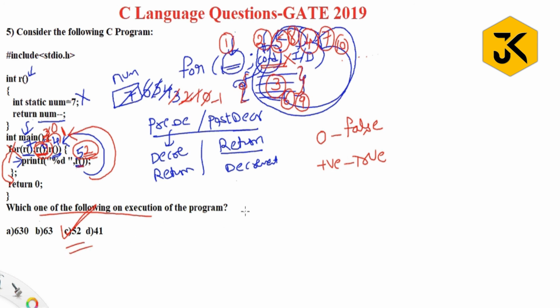To solve this question, you need to know two concepts. One is the for loop concept, and the other is the pre-decrement and post-decrement operators. I hope you understood this one. Thank you.